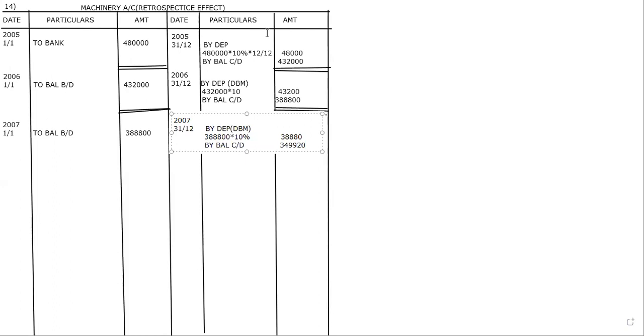It's a change of method. We are following straight line as well as we are following diminishing. So when will we start? Until 2007 it is diminishing, and in 2008 it's a straight line. Now I am into which year now? 2008. The balance carried down is 3,49,920.